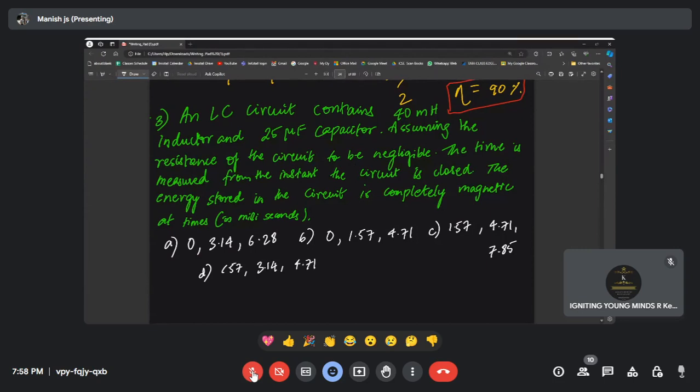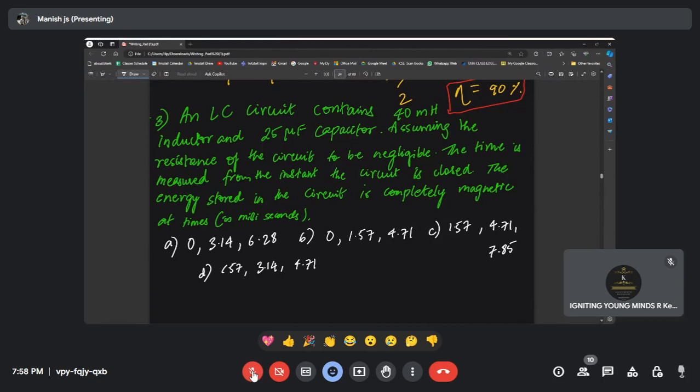So like this, you have 4 options. First read the question. Once you read the question, we'll try to interpret what the data is. Same procedure you would follow. And then we try to answer this question.